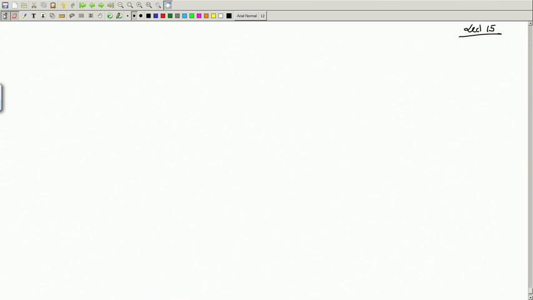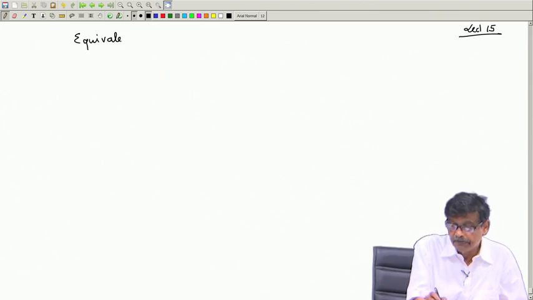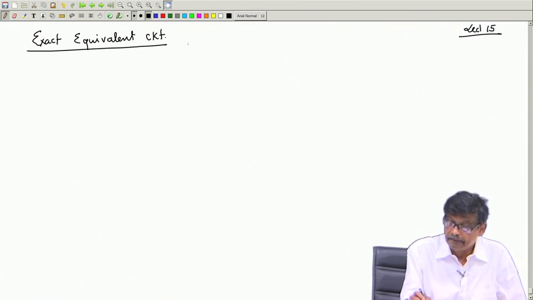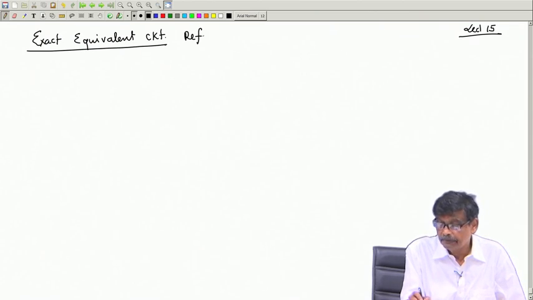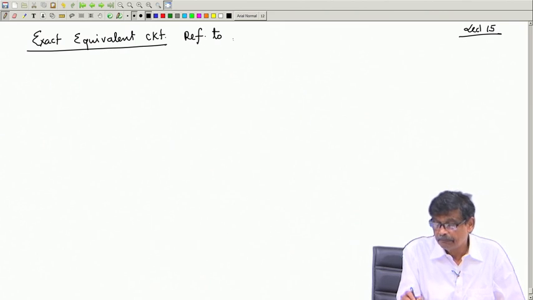So, welcome to lecture 15 and we are discussing the equivalent circuit of a transformer. Equivalent circuit. In fact, this is the exact equivalent circuit, referred to the primary side.